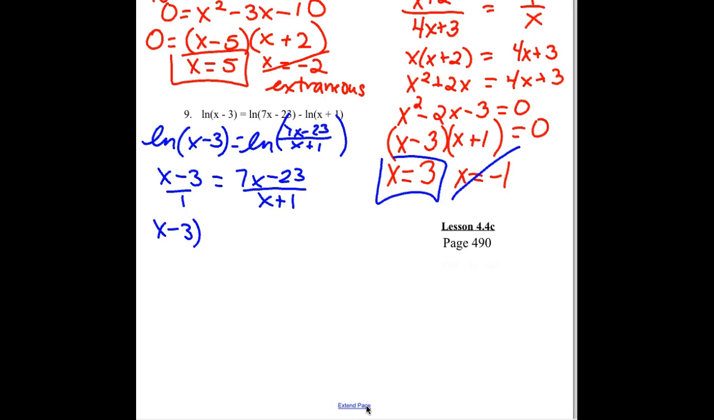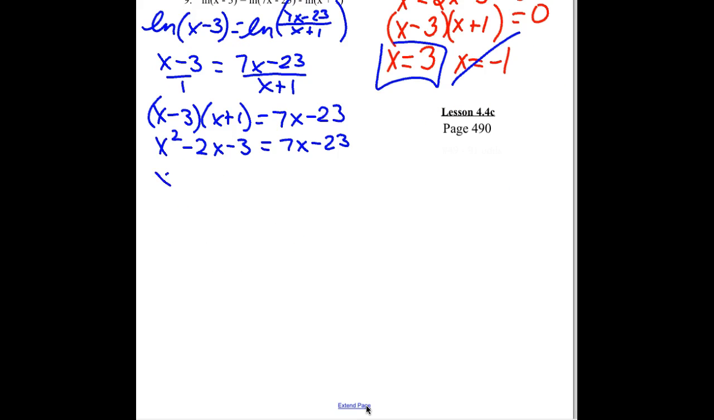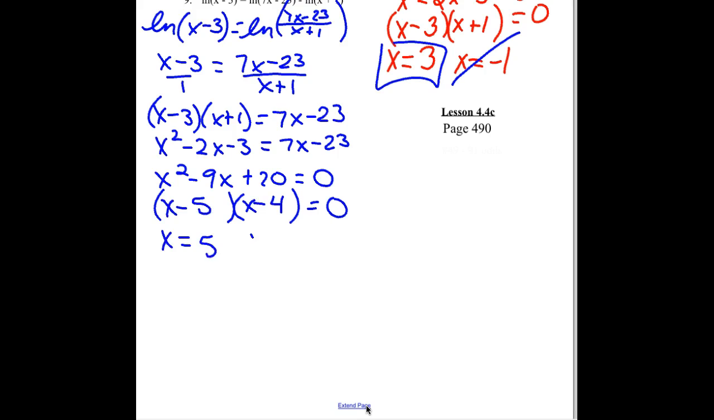We have x minus 3 times x plus 1. Foiling that out, we have x squared minus 2x minus 3. And adding everything to one side, we get negative 9x and a positive 20. So it factors into, okay, so solutions could be a 5 or a 4. Okay, does the 5 work? Yes, it's not creating any zeros or negatives that we're trying to take logs of. And does the 4 work? Okay, so this is an example where we got 2 solutions and both work. Okay, that can happen.